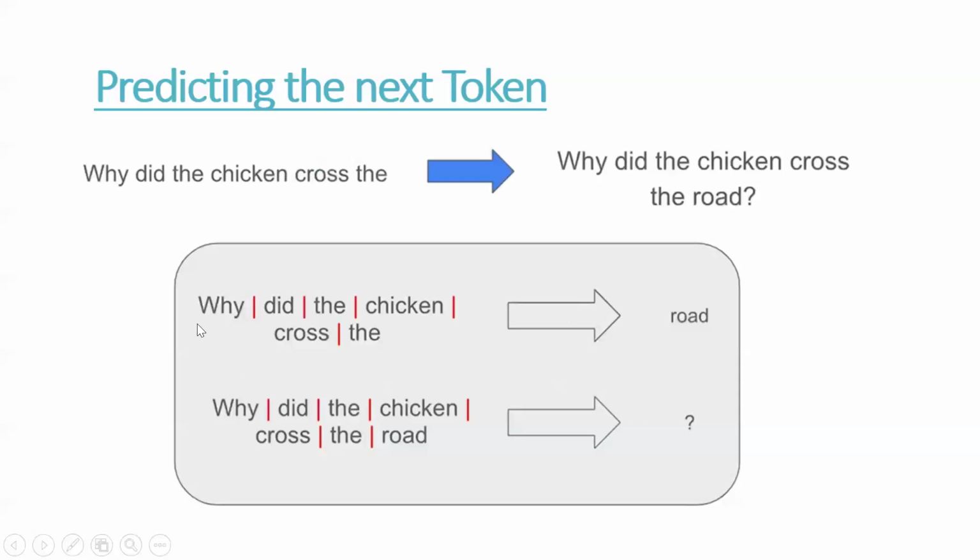All right. So what it will do is it will see all these words split into tokens, and it will try to predict the next best token. So it's a road, and once the road is put into the input sequence, it will try to find the next token for this sentence. Now after the road, what should come? It says, okay, this is a question, so a question mark should come. Like that, it predicts the next token.